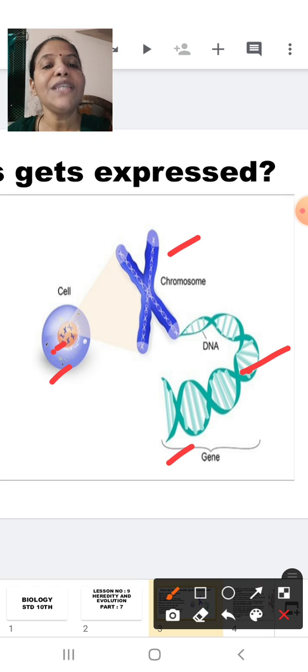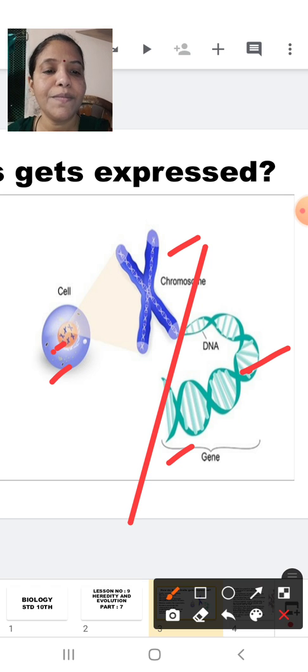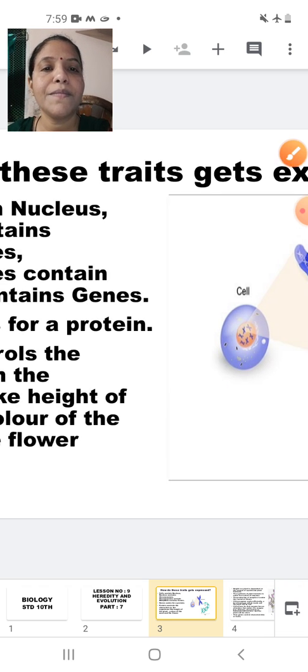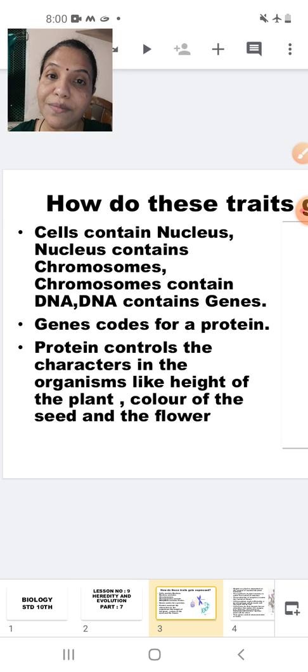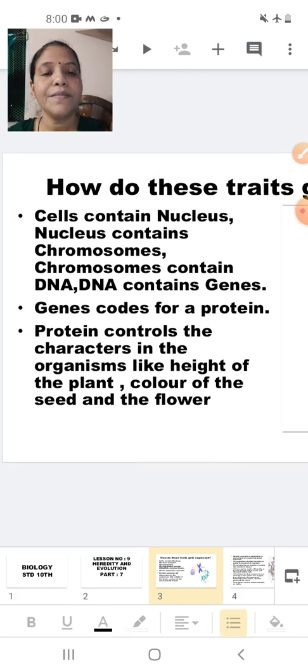Okay, so students, let's do the reading part now. Cells contain nucleus. Nucleus contains chromosomes. Chromosomes contain DNA and DNA contains genes. Genes code for a protein. Protein controls the character in the organisms like height of the plant, color of the seed and the color of the flower. Okay, now let us go to the next slide.